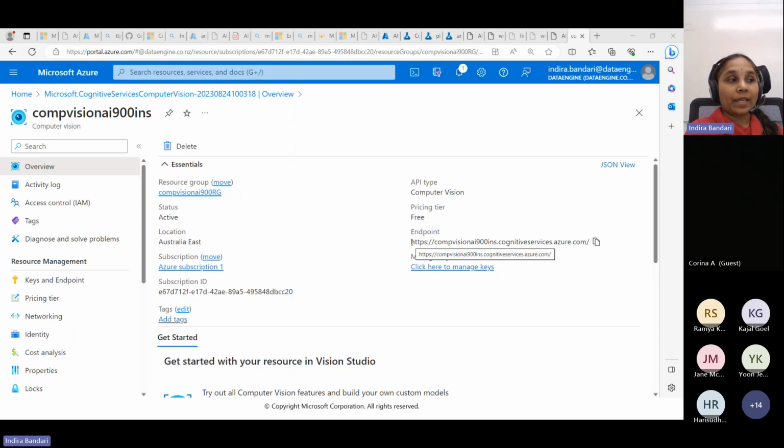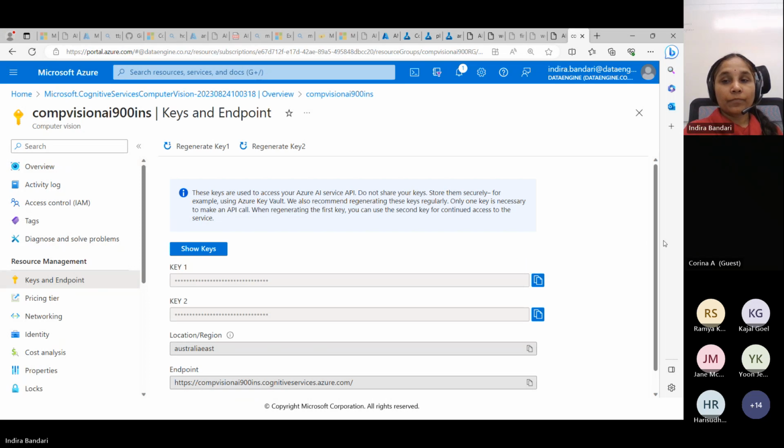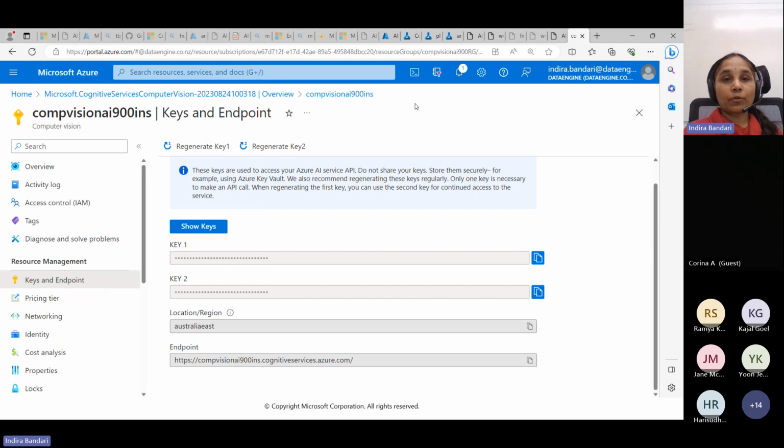So, yes, perfect. Corina, a big round of applause for you. Very good. Yes, Jane, you are right. Endpoint and keys. So if you click on keys and endpoint, you get both. Copy this as well as copy this one. Okay, I'm going to keep this as it is.